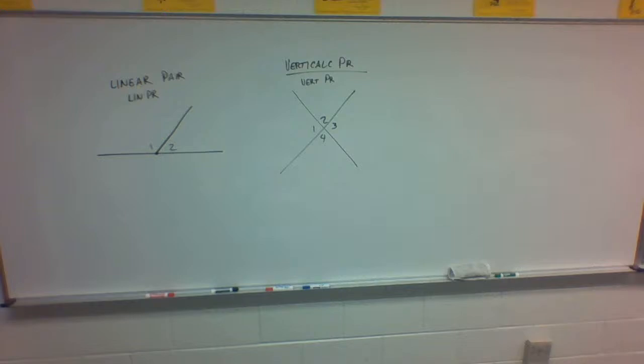Are there any others? 1 and 2? 1 and 3? Nope. 1 and 3 are both acute. Oh. 3 and 2. 3 and 2 are both obtuse, but they don't form a linear pair. 1 and 4. 1 and 4 form a linear pair.